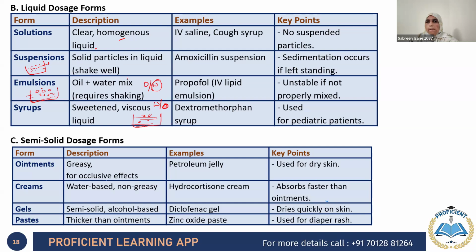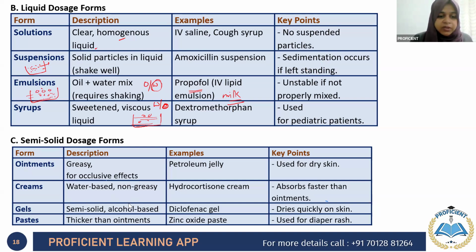What is the example of a natural emulsion that you see? Milk. Milk is a natural emulsion, because milk has fat in it. It is present as very small globules only. That's why we don't see it. An example of a drug which is given as an emulsion is propofol, your IV anesthetic. Again, it should be shaken well before use, because it can also settle a bit. Clear.